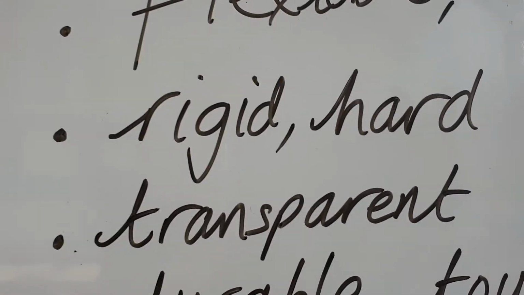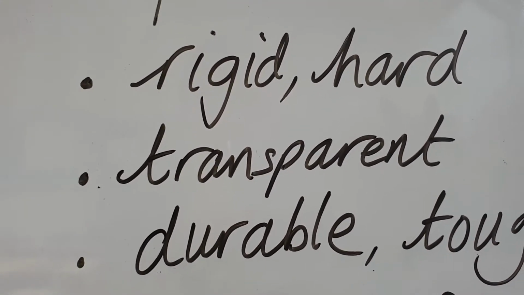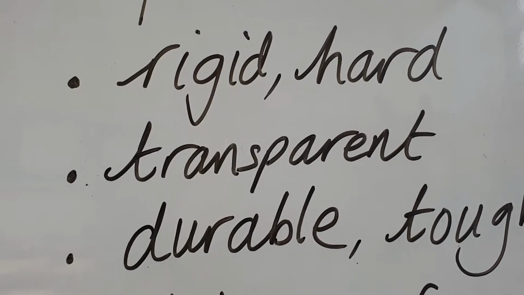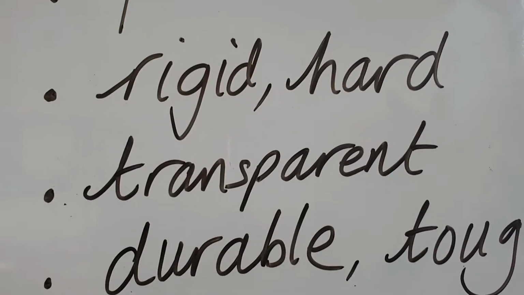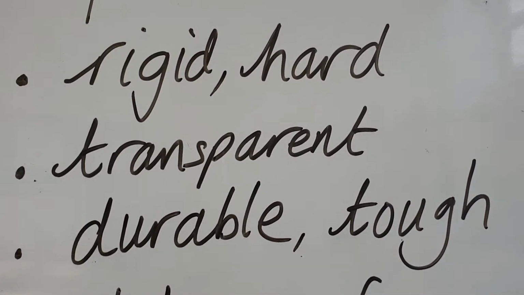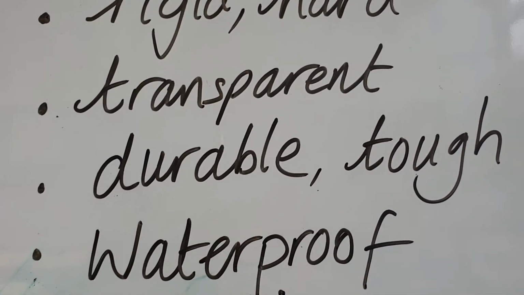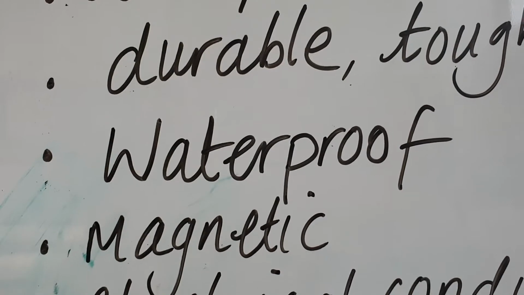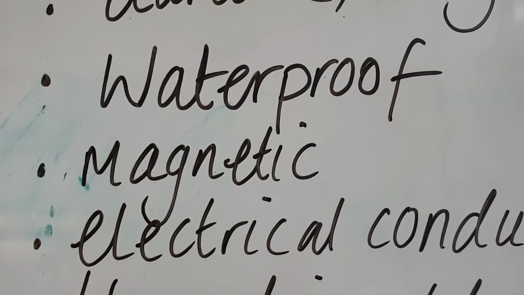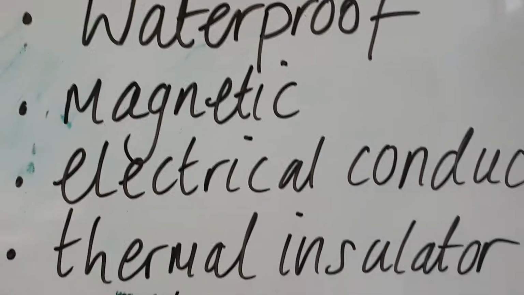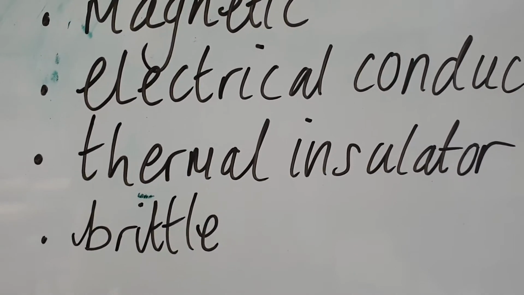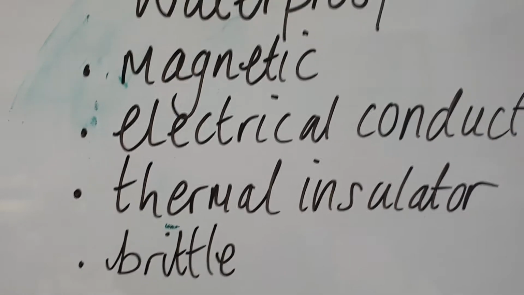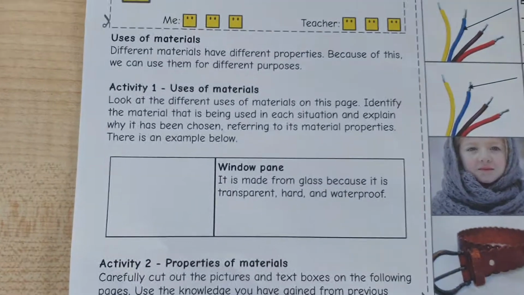Transparent, meaning see-through. We tend to use see-through if we're very young, but again, key stage 2, you need to use the word transparent. Durable and tough, they're similar meanings. Waterproof, magnetic, electrical conductor, thermal insulator, brittle. So brittle means easily broken, like glass.